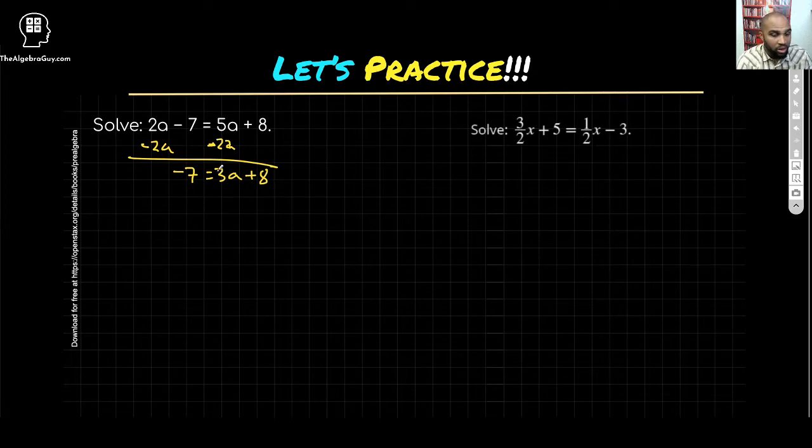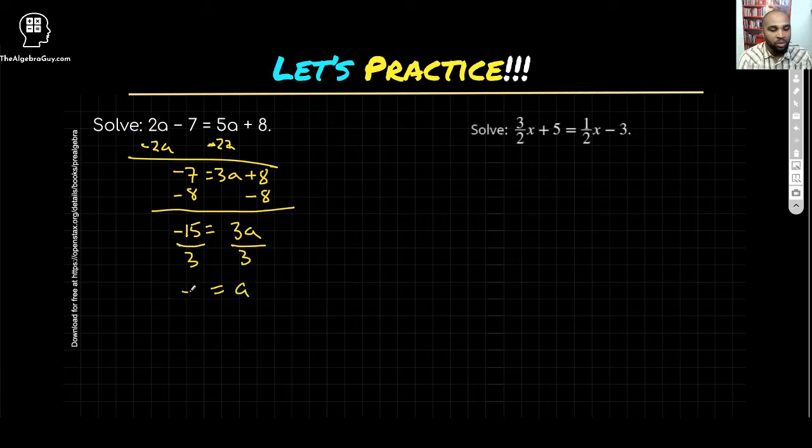I still need to get the 3 and the 8 from over this side so I can get a by itself. So first I'm going to subtract 8, again, because we want to deal with our addition and subtraction first when undoing. That's a lot easier. That leaves us 3a equals negative 15. Divide by 3 on both sides, and we're left with a equals -5.